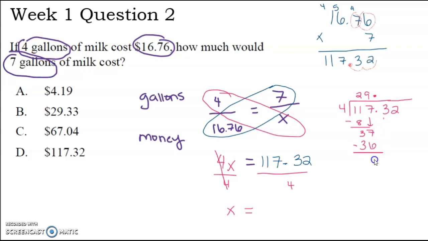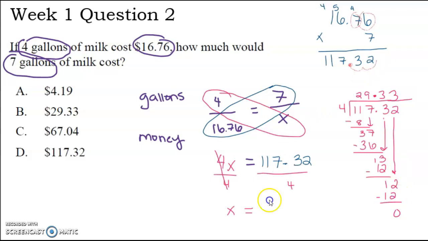Oops, sorry, forgot to subtract. Bring down that 3. 4 can go into 13 3 times. 4 times 3 is 12. And finally bringing down that 2. And then 4 goes into 12 3 times, and I don't even have a remainder.